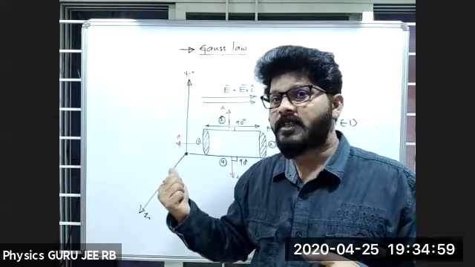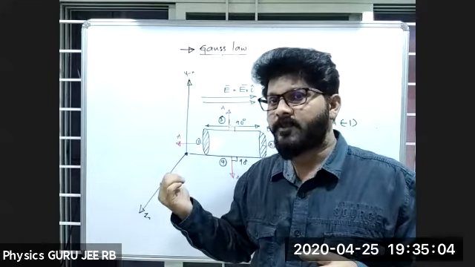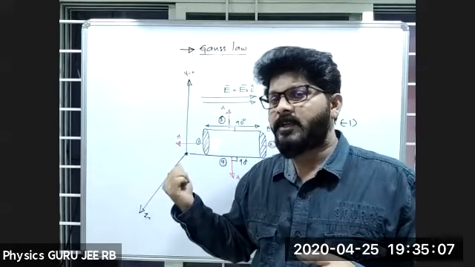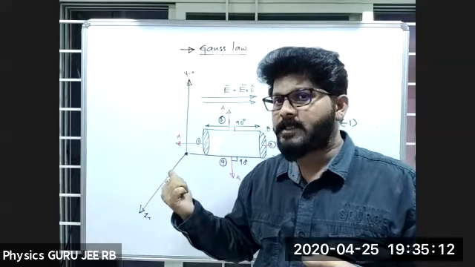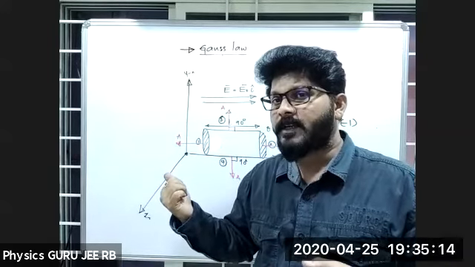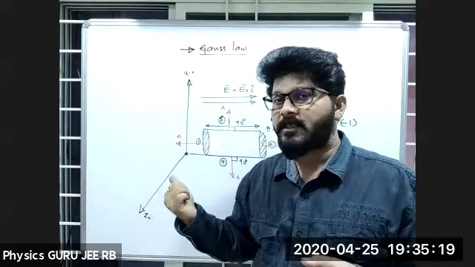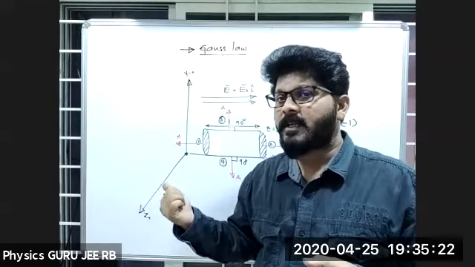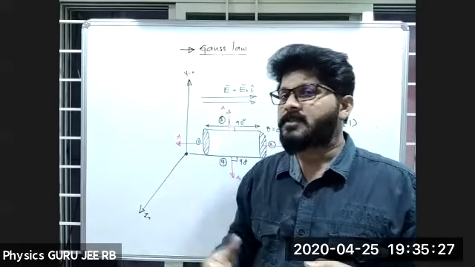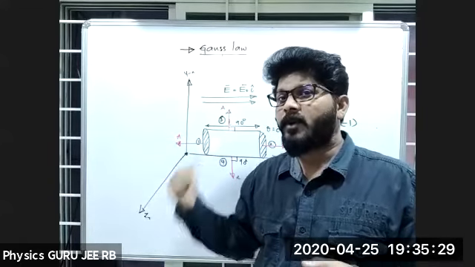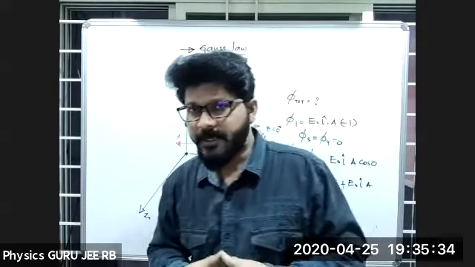If inside the closed surface there is no charge, then also the flux will be 0. And I've shown one peculiar case: if the electric field intensity is varying with respect to the x direction, then there is a possibility that the flux will not become 0, because E is varying with respect to x in that particular condition. So these are the things that we learned today.